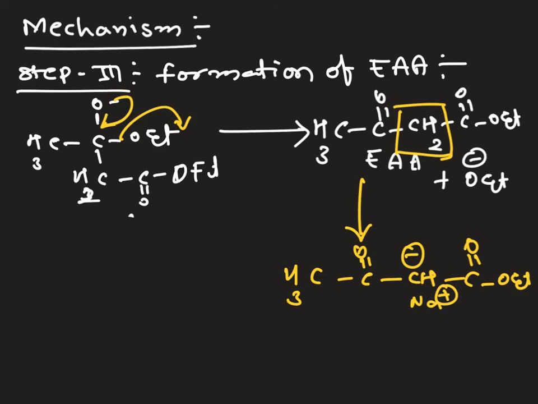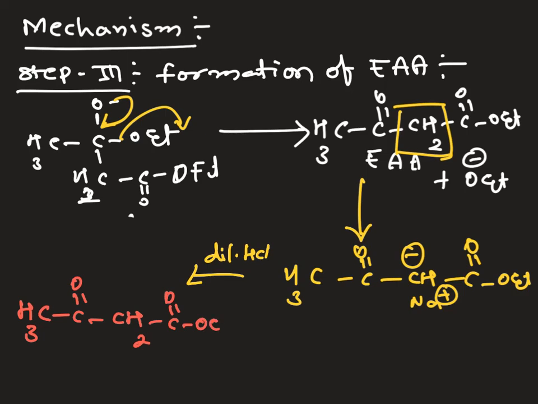To get the unionized form, we have to add dilute HCl after completion of the reaction. The acid we are adding will nullify the excess base present in this reaction, and we will get unionized ethyl acetoacetate after doing the acid workup. So this is the preparation of ethyl acetoacetate by using the Claisen condensation method and its mechanism. Thank you.